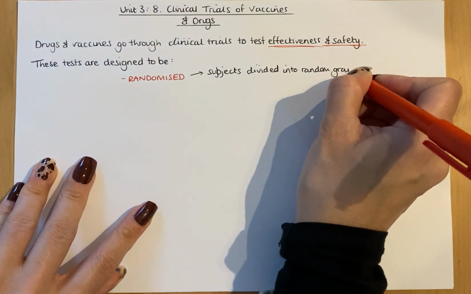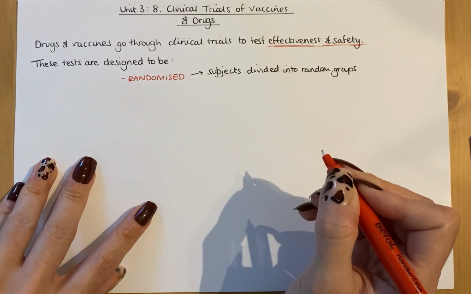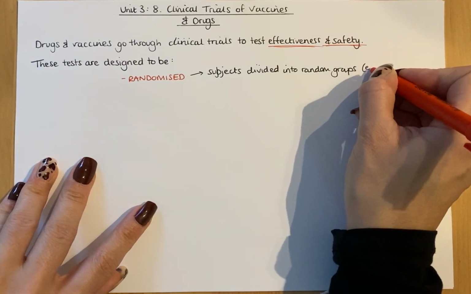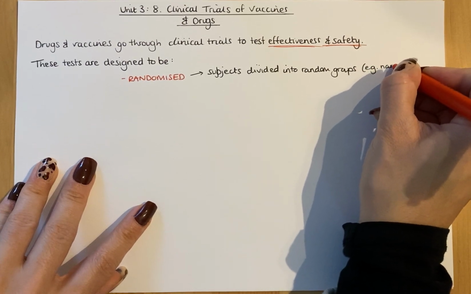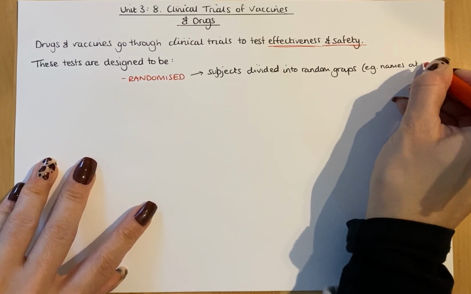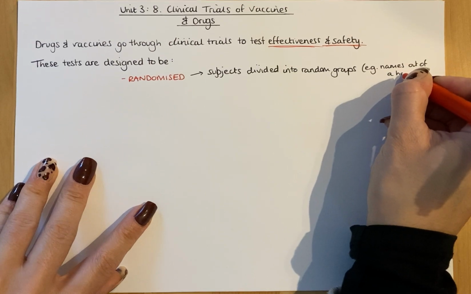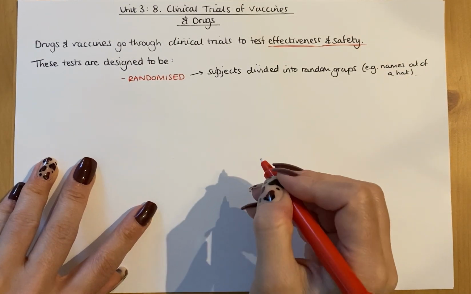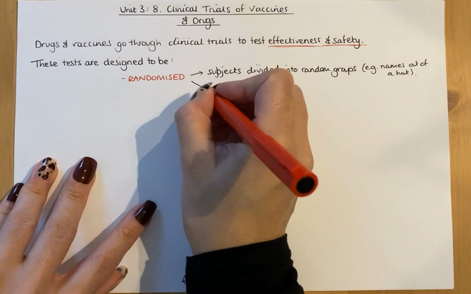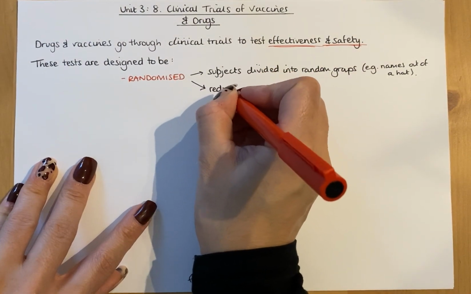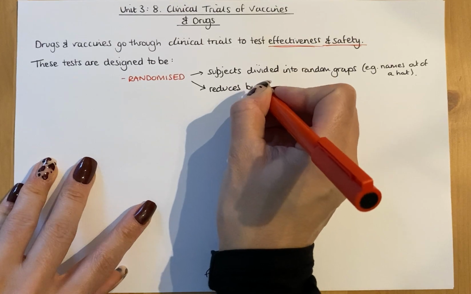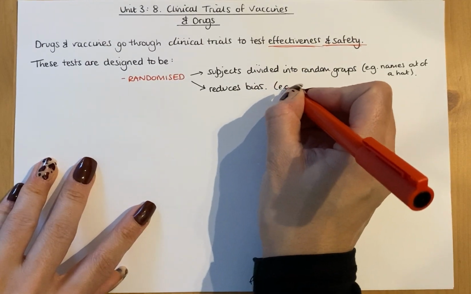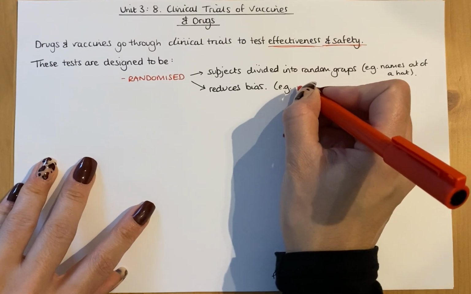Now you could describe an example to explain this if you wanted. So for example, they could have names drawn out of a hat. So there's no deliberate placement of any group of people or any types of people into a group. And this is important because it reduces bias. So basically so that you don't get 2 groups, one with males and one with females.